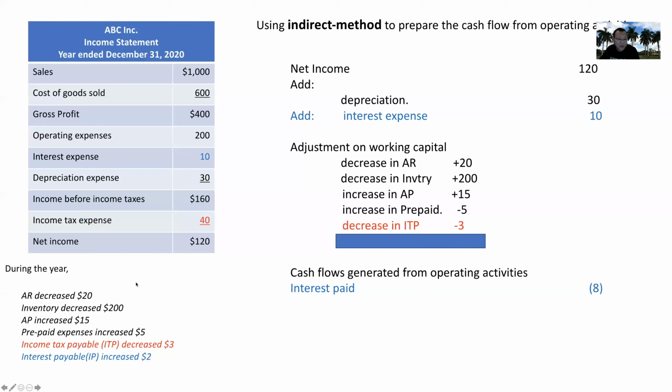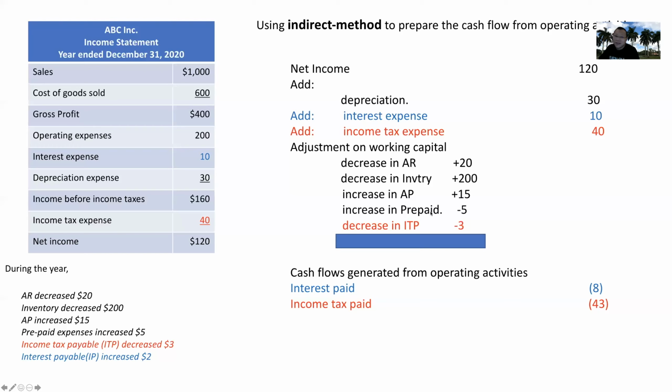Now let's move on to income tax expenses paid. Income tax expenses. Now let's focus on the red color here. We add income tax expenses, $40, back. And then the income tax paid should be $43. Why? Back to this line, the red line, the decrease in income tax payable.